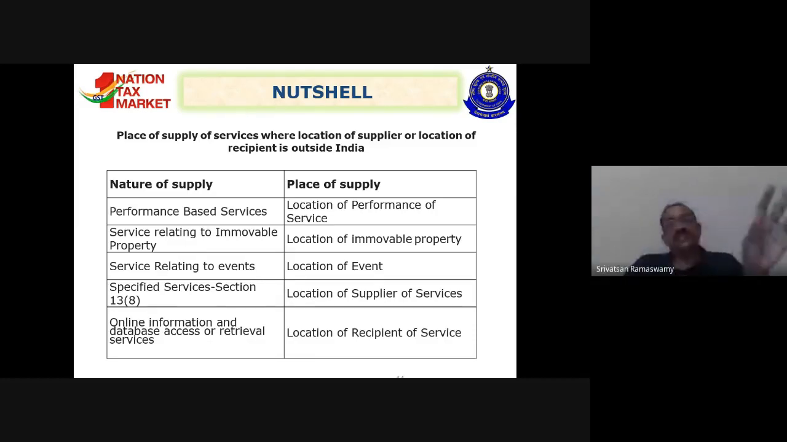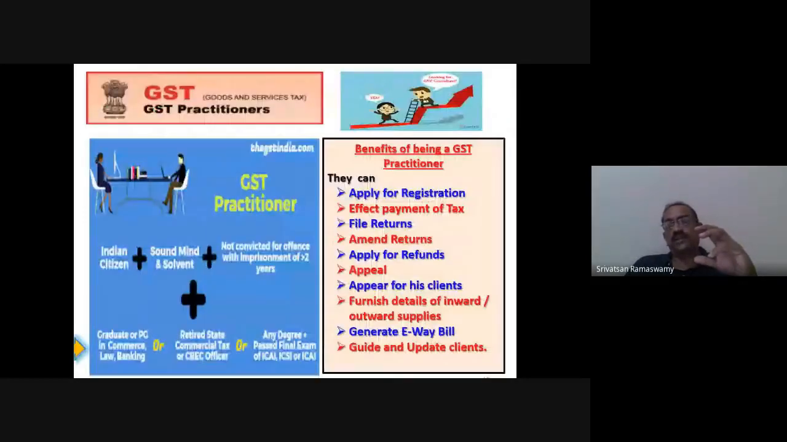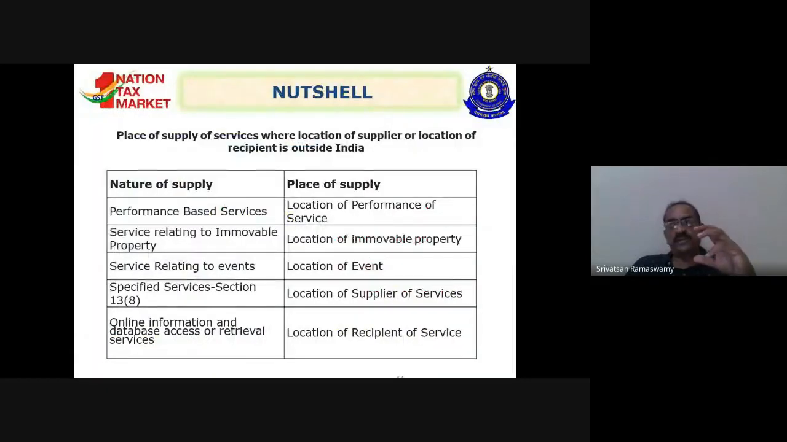So this is essentially about the place of supply. I know I have taken only 30 minutes as far as place of supply is concerned. It requires much more time, but still I thought I could give you a small snapshot so that you will be able to understand and comprehend the provisions in a better way. That is why I have taken the examples and illustration route rather than explaining the provisions of the legislation.